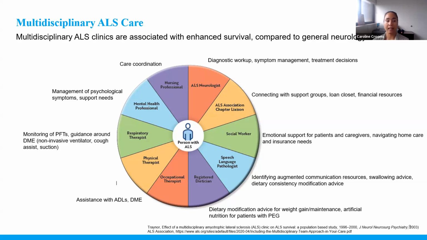And then finally, mental health professionals. As you can imagine, this is an incredibly difficult disease for patients and caregivers. And so if there is access to a mental health professional, that can be very helpful. Sometimes palliative care plays that role to an extent, I can share. And then nursing professionals or other care coordinators may be involved as well.